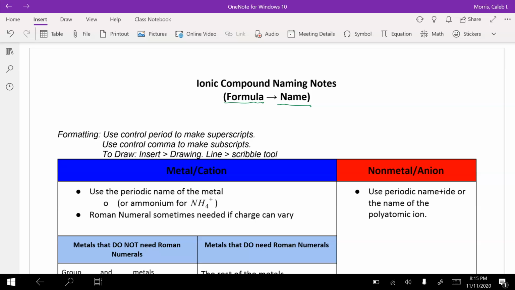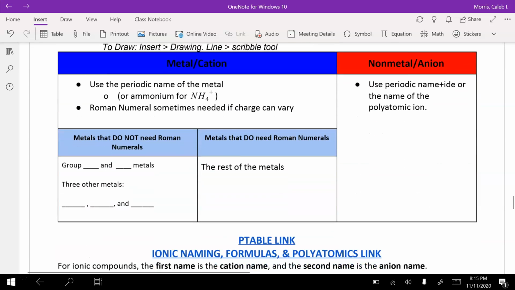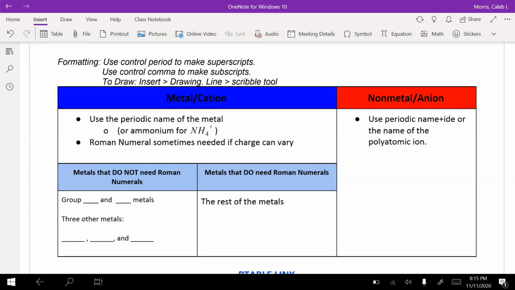This is just some formatting tips if you choose to take notes just by typing it in. If you'd rather print it or just take your notes down on notebook paper and insert the picture, that's fine with me too.